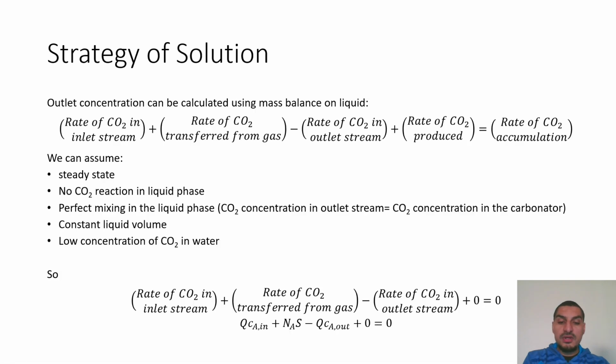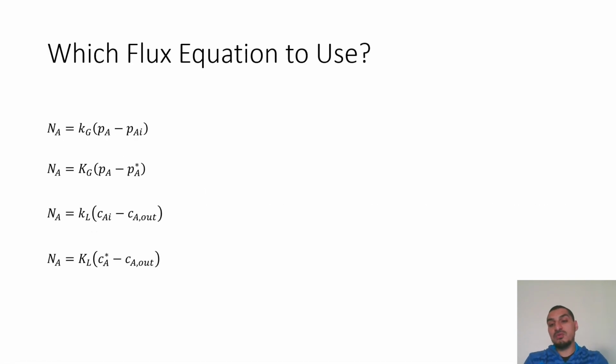Now if we go to the flux equation, we have four options if we want to calculate the flux. We have the option of using individual mass transfer coefficients and the overall mass transfer coefficient. We have the option of using these in the gas phase and in the liquid phase, and that's why we have these four options: individual in the gas phase, overall in the gas phase, individual in the liquid phase, and overall in the liquid phase.